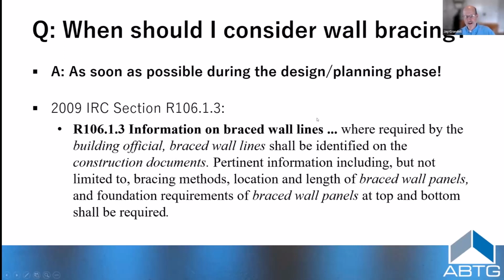And the code itself requires it if the building official requires it, but I think it's a good practice. The braced wall lines should be identified on the construction documents for the framer to make sure everybody's on the same page and we don't have a major error in a building plan. And believe me, they do happen. And having them on the construction documents is your only good hope, basically, of making sure it's done right and giving the inspector something to actually look at to confirm it.